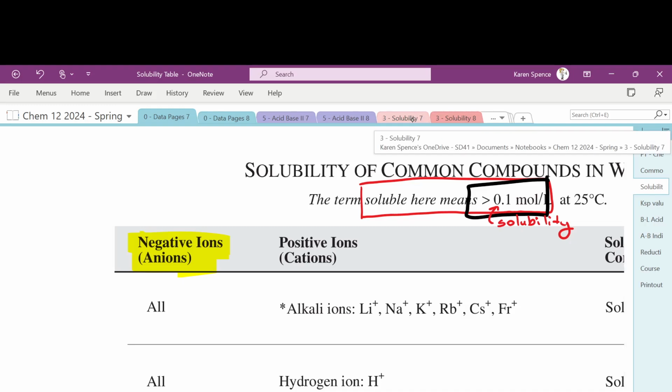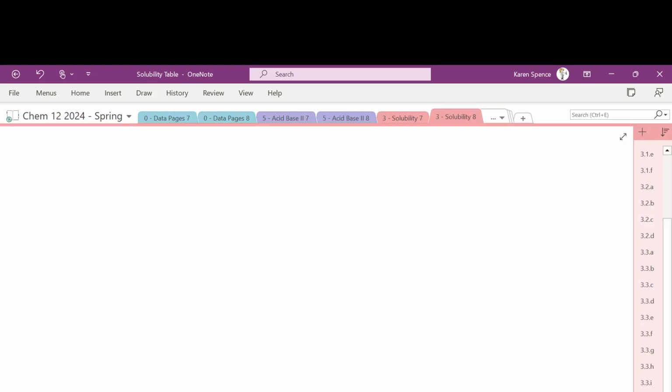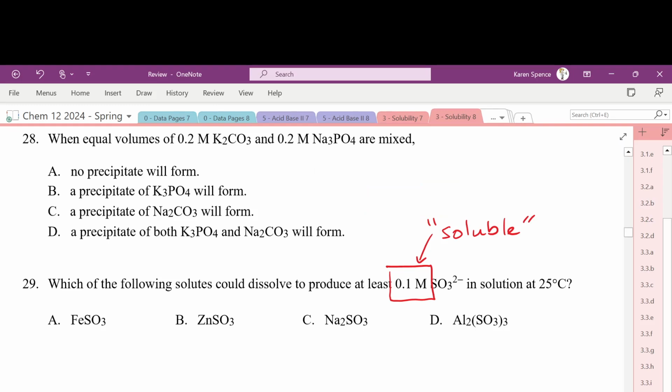So, where did we go to? So at least means we need it to be soluble. I know that all alkali salts are soluble, so that's going to be my choice. I mean, I could go look at the rest of them, but I know that sulfites are very low solubility with most things. So it's going to be this one because it's got the alkali.